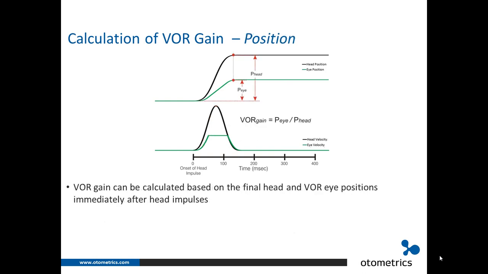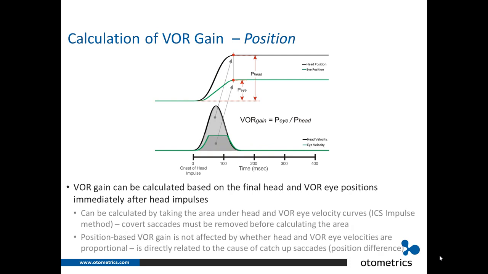To avoid the problem with the velocity-based calculation of the VOR gain, one can use the difference in the final positions of the head and eye as a way of determining the gain. So here, right at the end of the head impulse, the position of the head and the eye are determined and their ratio is used to calculate the VOR gain. In practice, we can use the area under the respective velocity curves to determine the head and eye positions at the end of the head impulse.